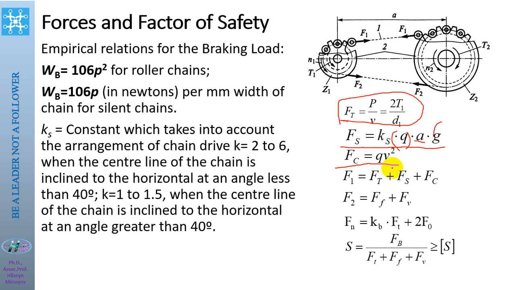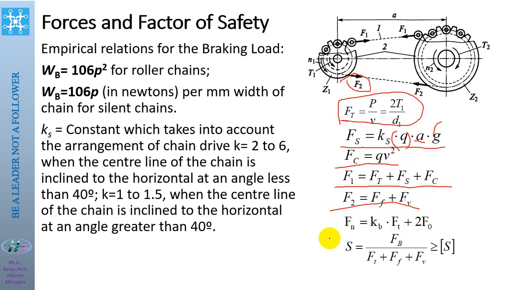Fc is centrifugal force, calculated in this form, q V squared, where V is tangential speed. And force acting on the tightening side of the chains is calculated in this form: tangential force plus force acting from the slack and centrifugal force, and the force acting on the driving side of the shaft, F2. In this equation, there is no tangential force.